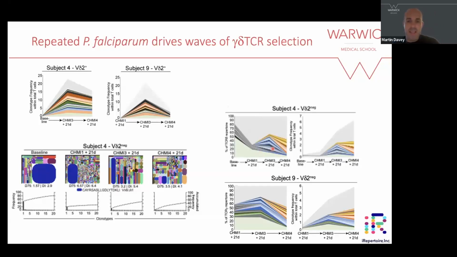So we started mapping the individual clonotypes to see what was going on, and it was quite interesting because it almost indicated that we were having waves of expansion of different clones, so sets of clones that were coming up at each individual CHMI infection. And they were actually very different.